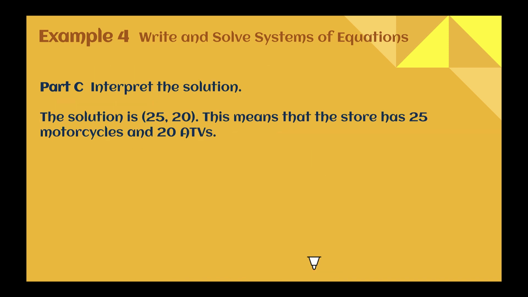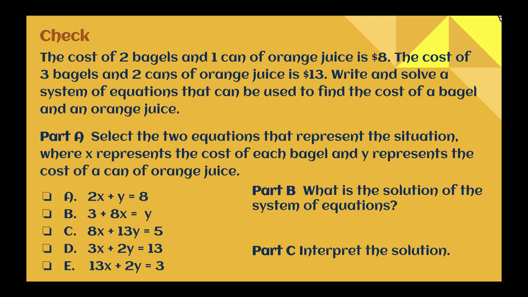Last, let's interpret our solution. So we got 25 for X, 20 for Y. X was motorcycles, so the store had 25 motorcycles. Y was ATVs, so the store had 20 ATVs. Check your understanding, read through the situation, and answer all 3 parts. Pause the video now and complete the check.